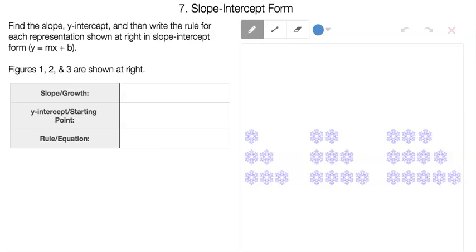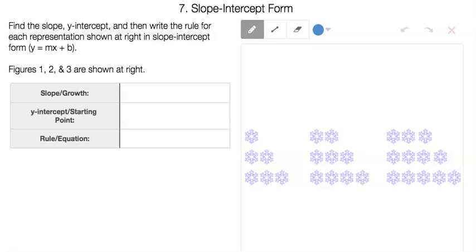So what we're doing here is we're going to find the slope, the y-intercept, and then write the rule for each representation shown at the right in slope-intercept form. Notice off to the left in that first table, we talk about slope, but another way to refer to it is the growth. Or the y-intercept, sometimes we talk about it being the starting point. And the rule, another way of saying, hey, find a rule, find the equation for it. So make sure you know all this vocabulary.